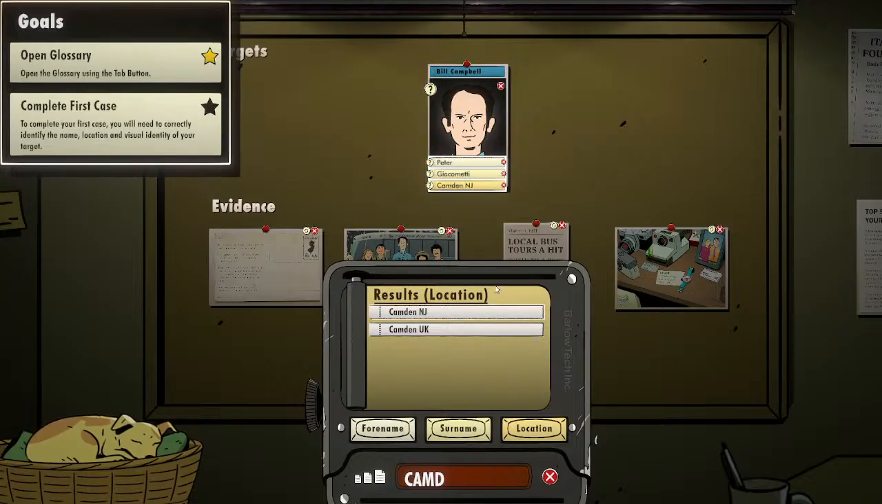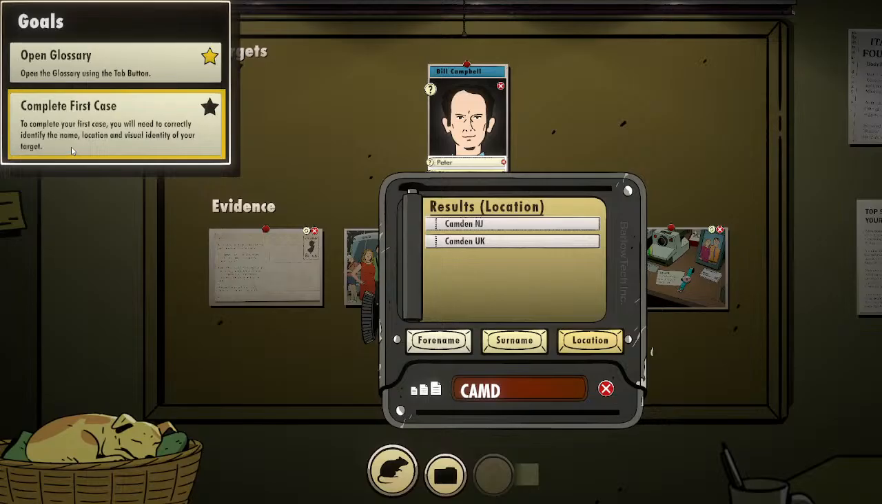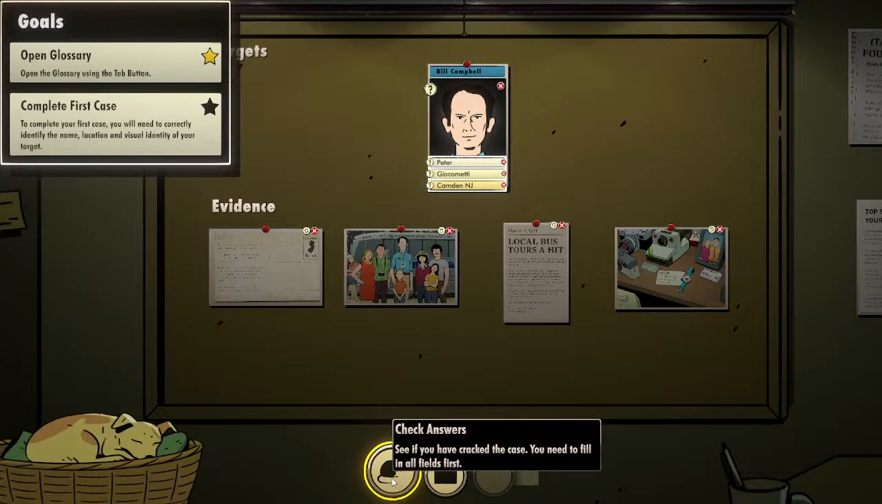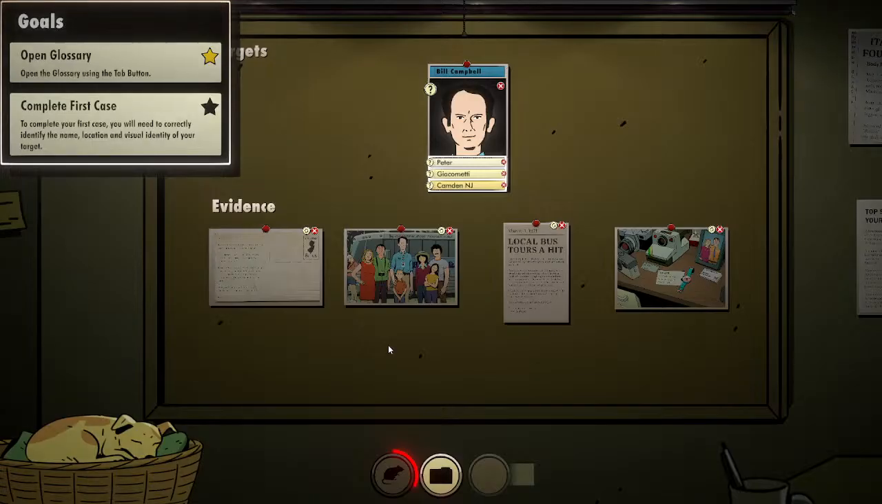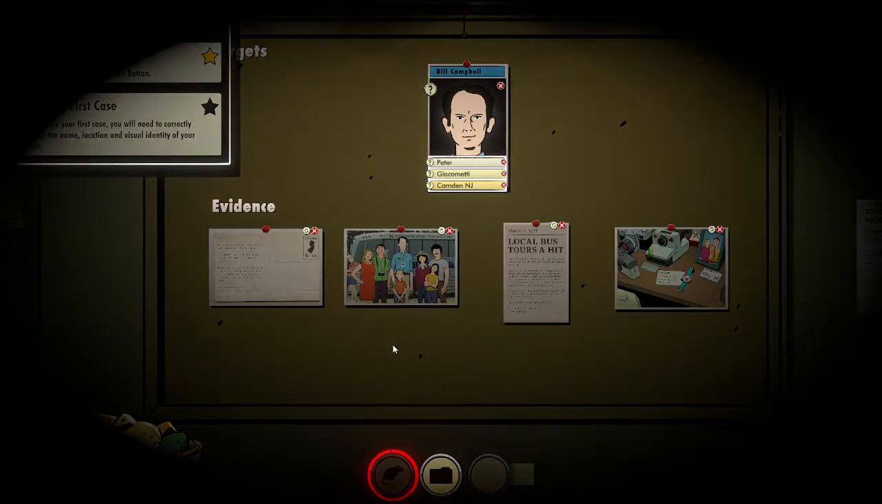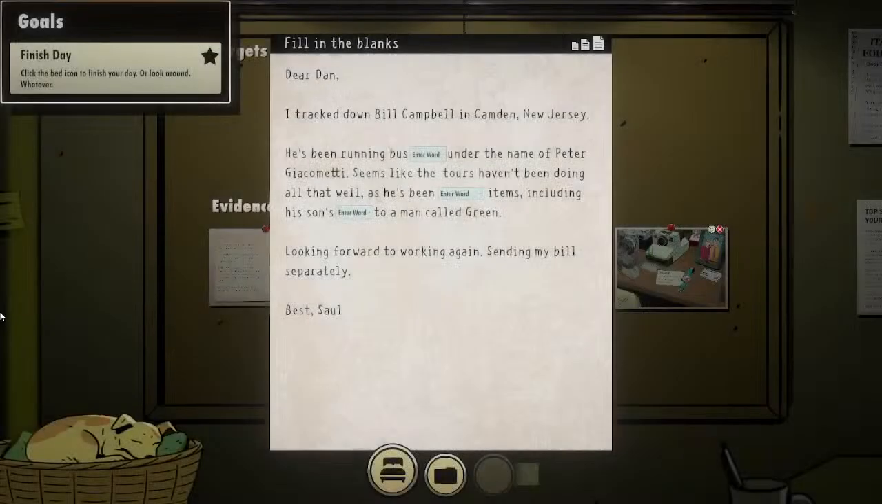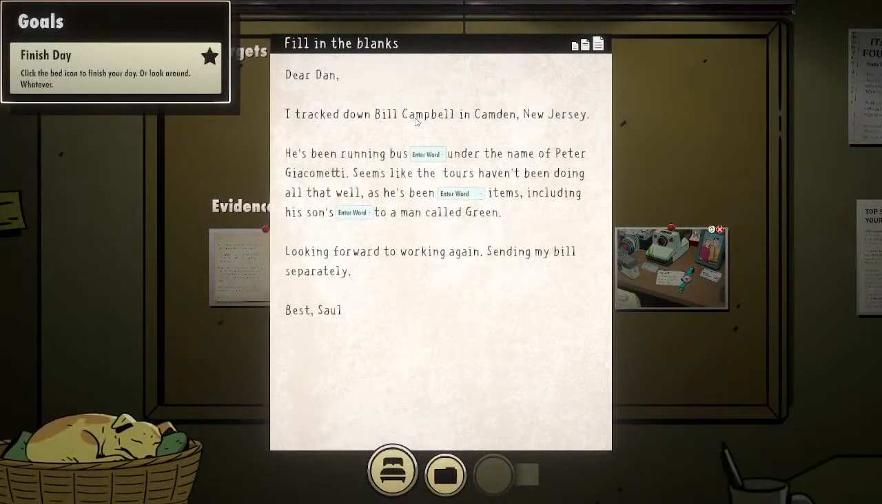All right, give it to me. How do I correctly identify the name, location, and visual identity of your target? You need to fill in all fields first. Here we go. Oh. Have I ratted him? I ratted him! He's been ratted, but then why is it this guy in the achievement picture? It's fine. Everything's fine. All answers are correct. That's the important part.